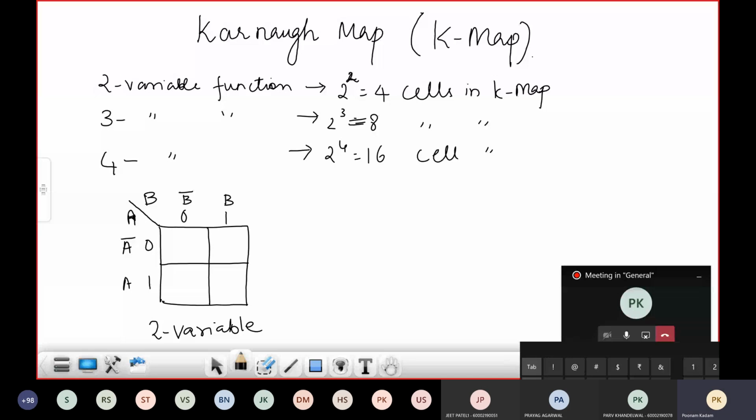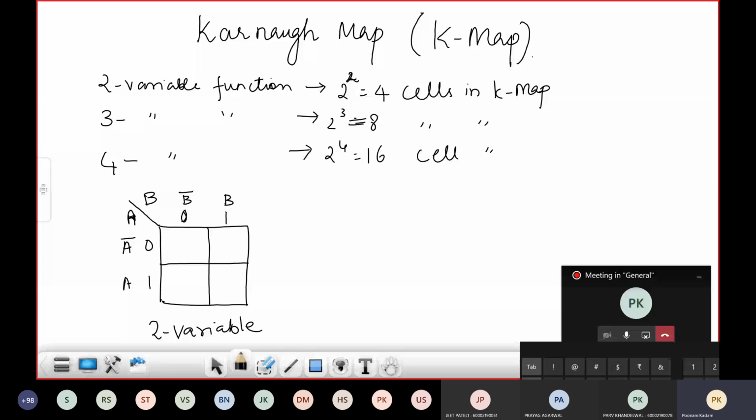This kind of labeling is done when you have to get the expression in terms of SOP. SOP means sum of product terms. This we have already done. So if you are trying to minimize the expression and get it in SOP form, then the labeling will be like this. Wherever there is 0, you'll write the bar. Why? Because we know that sum of product means it is going to consist of min terms.